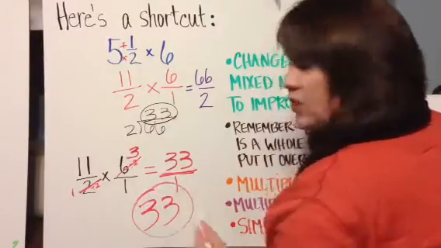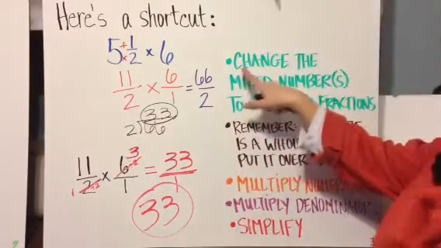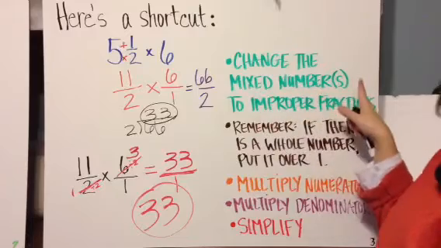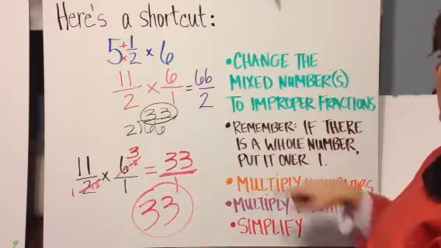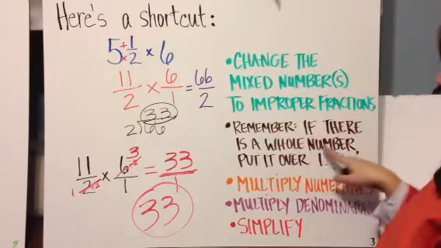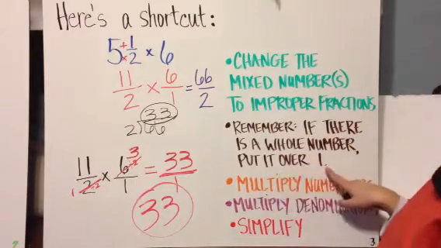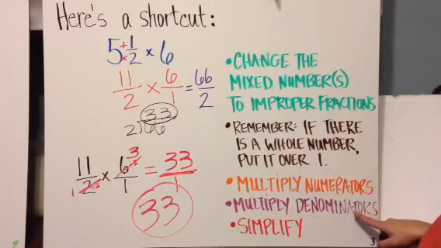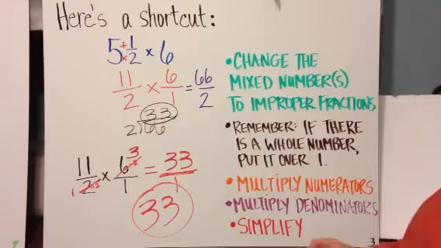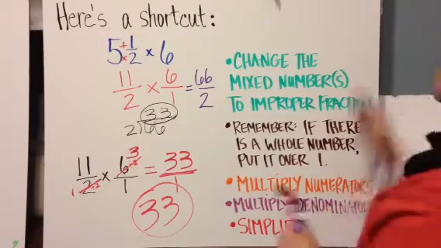So, some steps to remember are to change the mixed number or numbers to improper fractions. Then, remember, if there's a whole number involved, put it over 1. Multiply the numerators, multiply the denominators, and simplify if necessary.